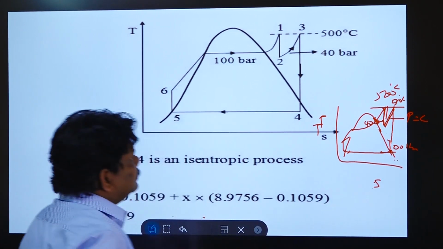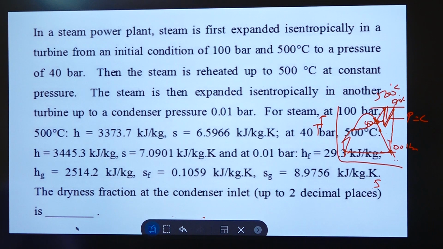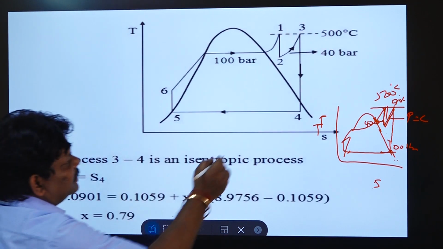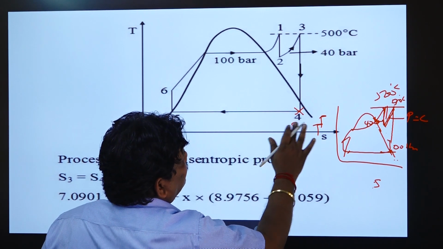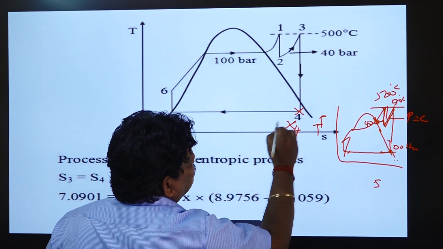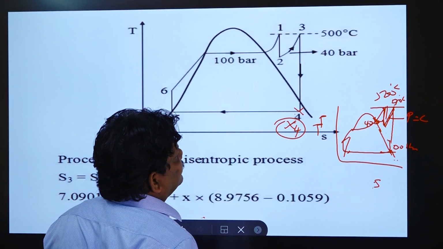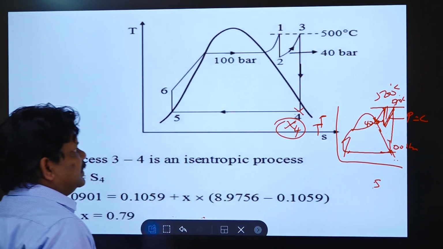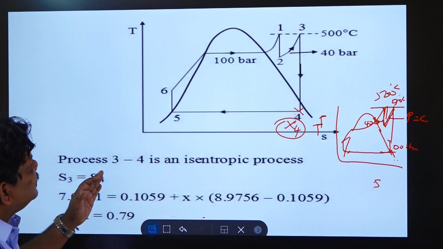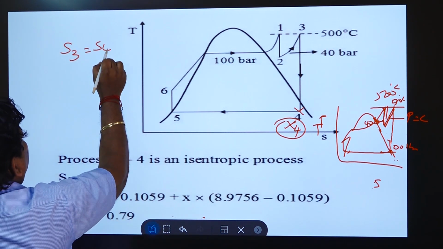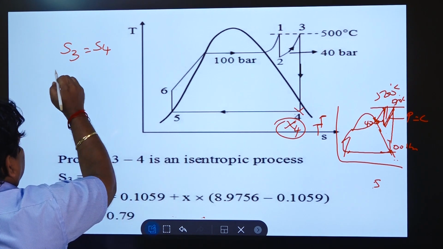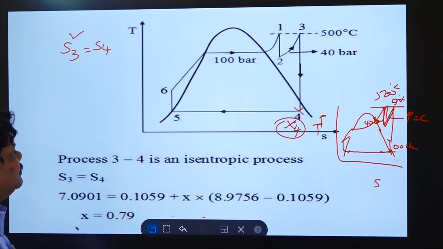So what is the question? The question is the dryness fraction at the condenser inlet. So you have to find the dryness fraction X4 at point 4. This is the condenser inlet, right? A lot of data are given to you, and the only hint is S3 is equal to S4. You know the value of S3, right? It is given to you.